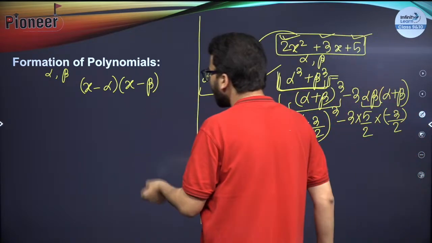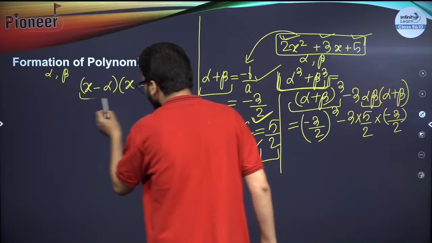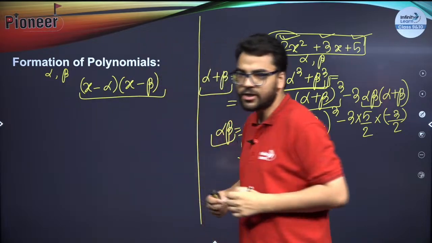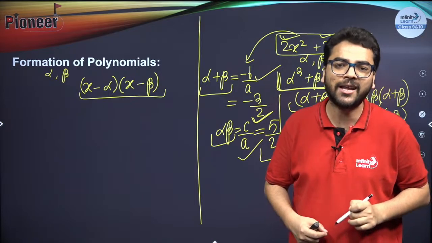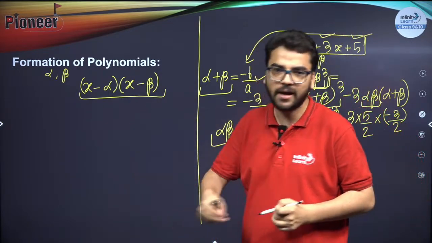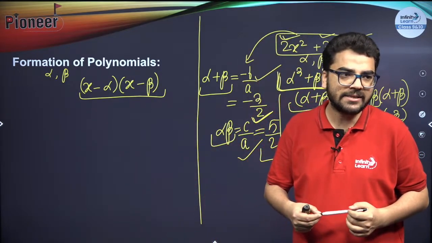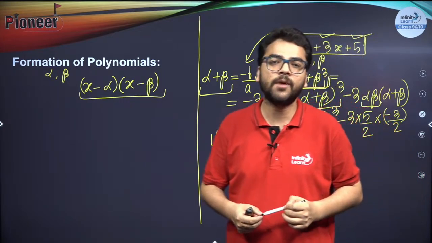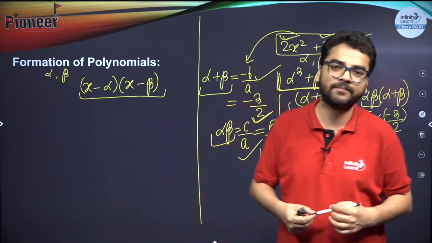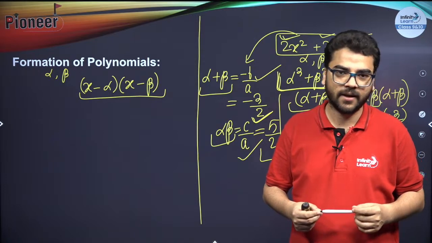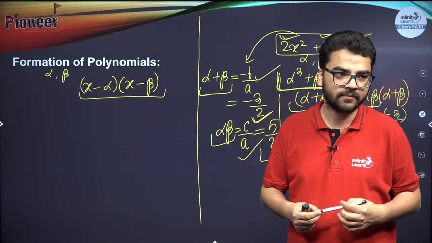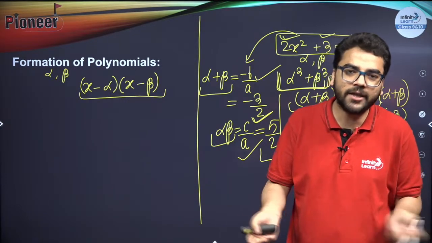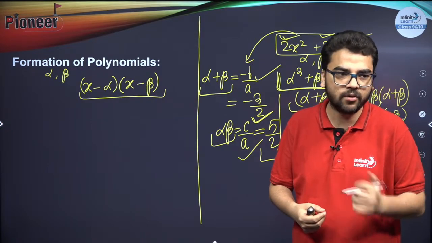Now if these zeros are alpha and beta, the quadratic polynomial can be written like this. Now my question is, is this the only quadratic polynomial whose zeros are alpha and beta? Tell me. Is this the only quadratic polynomial whose zeros are alpha and beta? Can you tell that, guys? No, this is not the only quadratic polynomial whose zeros are alpha and beta.